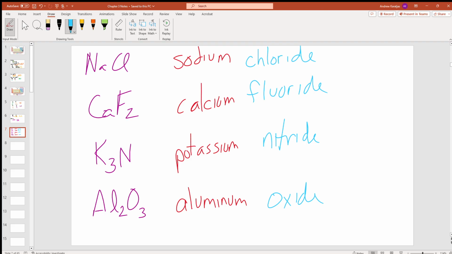Now, how about the numbers? Do we need to indicate those in the name? The answer, it turns out, is no. For ionic compounds, because we can figure out the charge based on where the element is on the periodic table, we don't need the numbers because we already can get it from the information that we have.